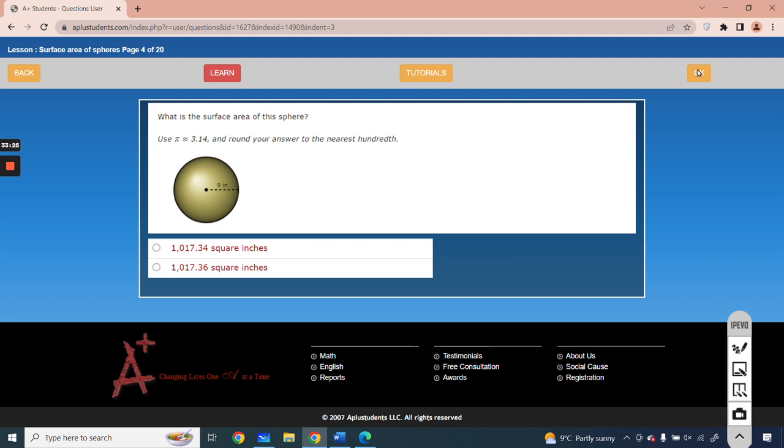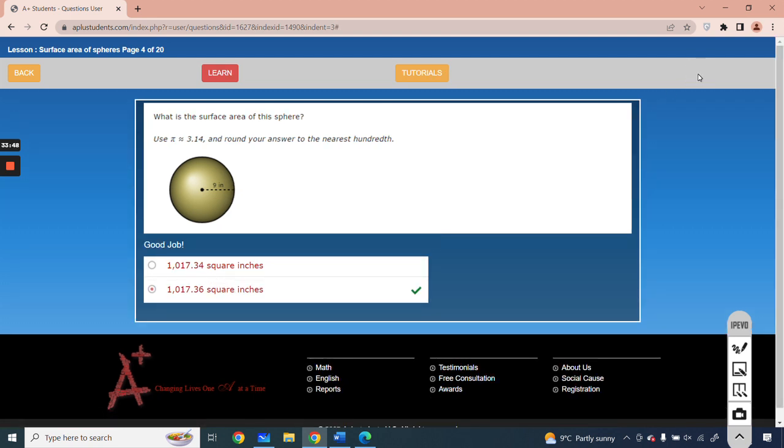The formula is 4 pi r square. Got it? So r is 9. 9 times 9 is 81. 81 times 3.14 times 4 is, yes, it is 1017.36. Got it? Just select the correct option and click on the OK button.